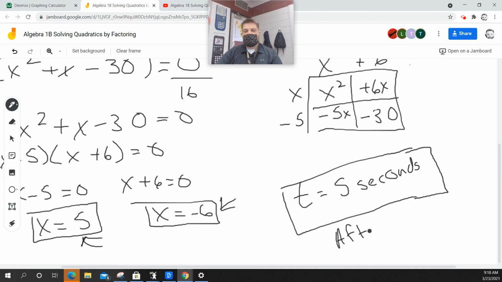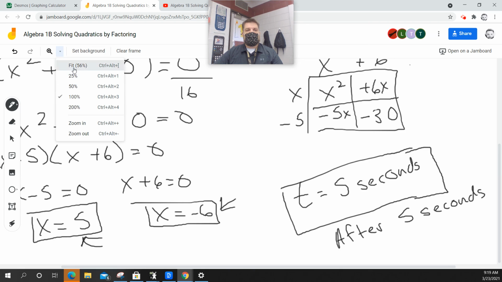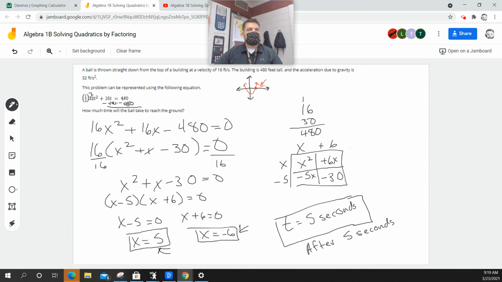After 5 seconds. Okay? Any questions on that one? Yeah, I'll zoom out. I'll zoom out so you guys can see everything, okay? I'll leave that up there so you can finish writing it down.